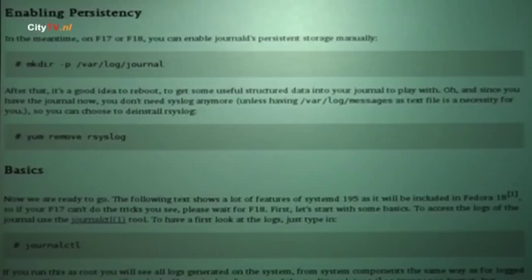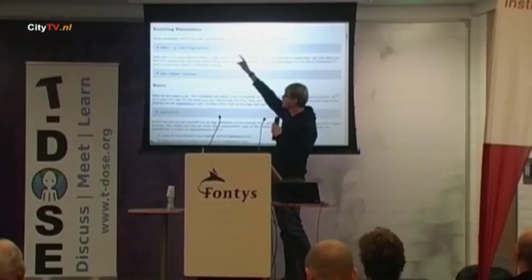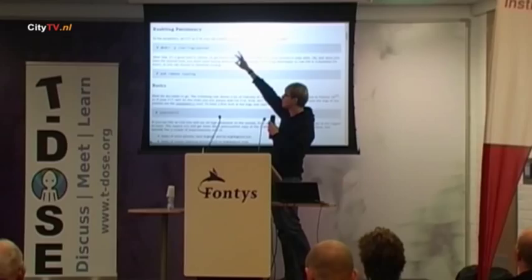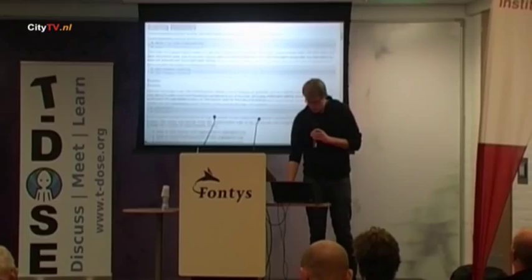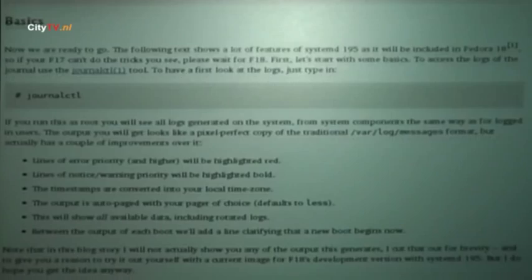I already mentioned that in Fedora 17 and 18, persistent logging is not enabled, and you have to enable it manually. You do that with one simple command. It's basically just creating that directory. If the journal sees that the directory exists, it will store its data inside of it instead of just in /run. Then, of course, you can choose to remove the old syslog with yum remove rsyslog. But you don't have to if you want to keep the old stuff running side by side. It will just work, and you will not lose anything.